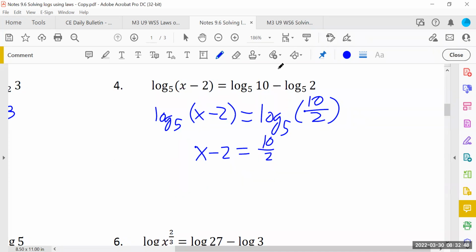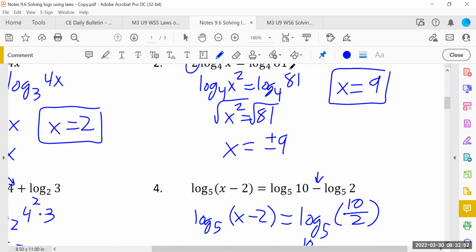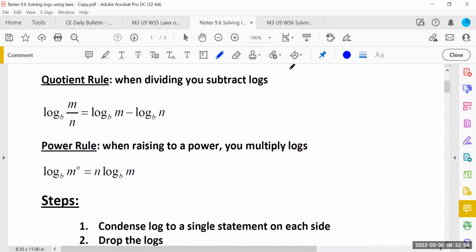Yes, if the log has a negative, you're dividing the insides. So this is the quotient rule right up here. We're just going backwards. If I have 2 logs, one minus the other one, I can condense that into a single log with division inside.